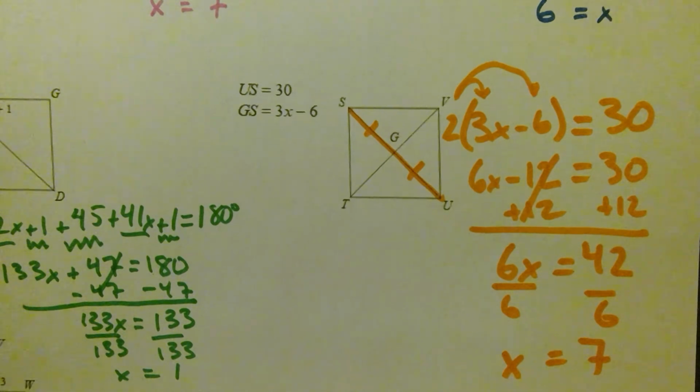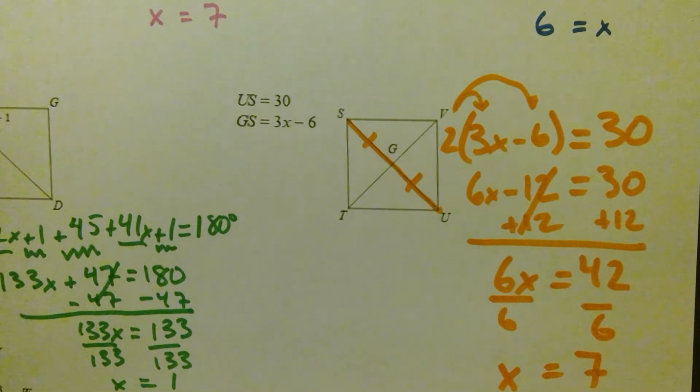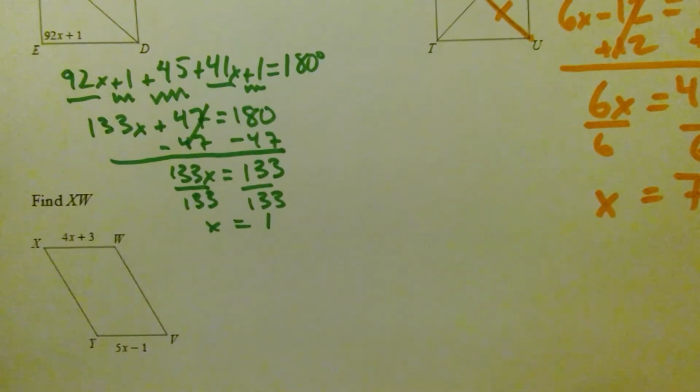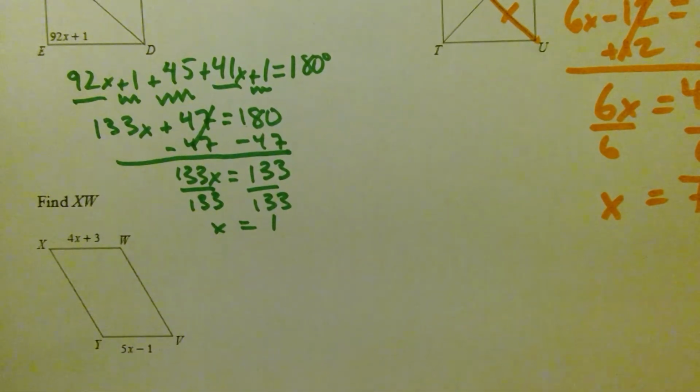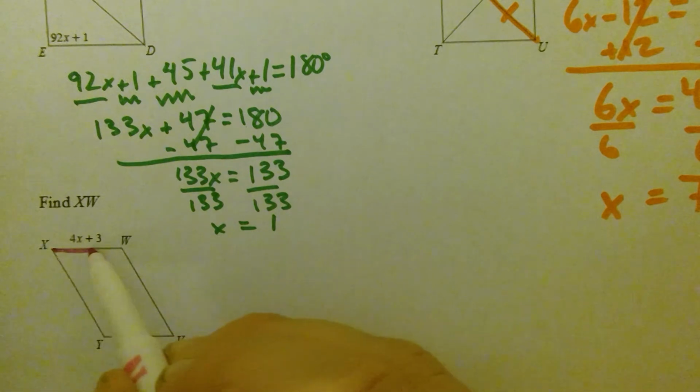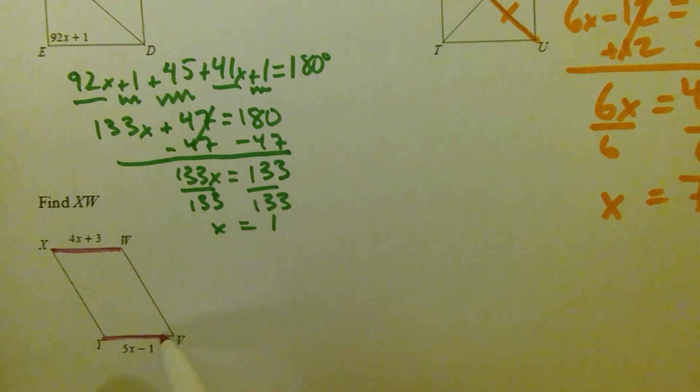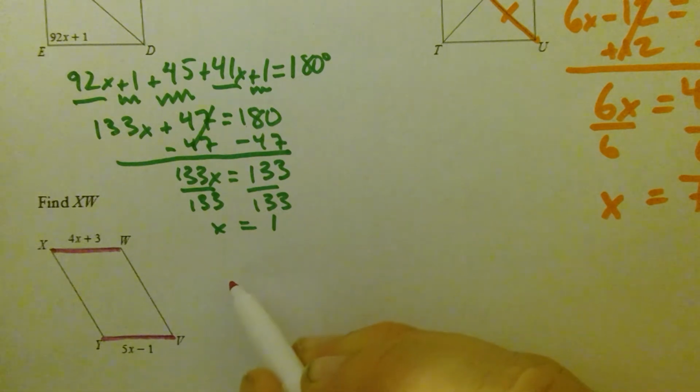All right, so we have one last problem to go through, and it's real similar to what we saw earlier. The only difference here is that we're trying to find XW. So earlier we were just solving for x. Now we're trying to actually find the length. So it's just one extra step that we have to work through. Okay. So as we recall, we have sides that are opposite each other. XW is opposite YV. So if they're opposite sides, that means they must be equal.